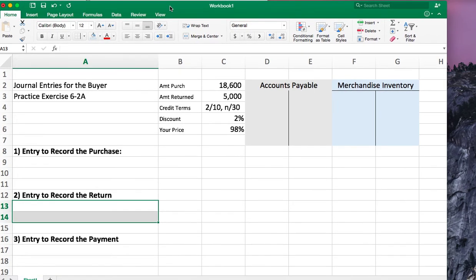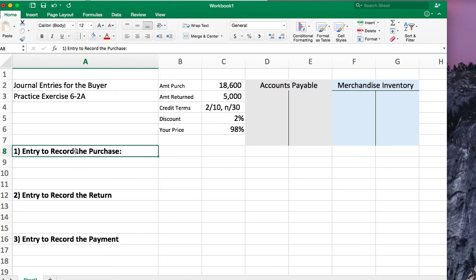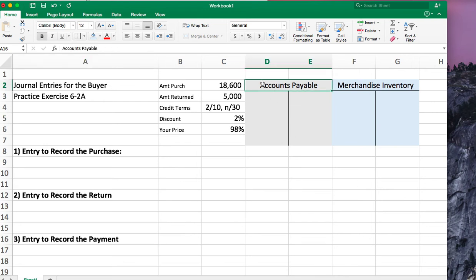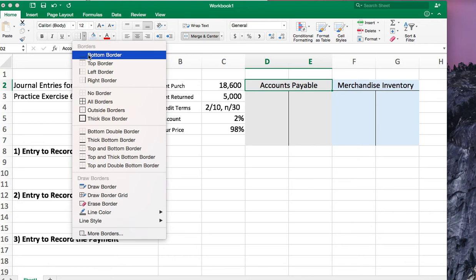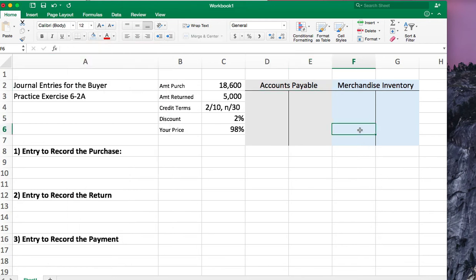And so here are the journal entries that we would need to make. And you can see I've set that up here for the buyer. You need to learn the journal entry to record the purchase, the journal entry to record the return, and the journal entry to record the payment. So whenever I'm thinking about creating the journal entries for the buyer, I always create a T account for accounts payable. And I'm going to go ahead and make a T account for merchandise inventory so you can see what happens to that account also. And I've typed out the information from the problem.